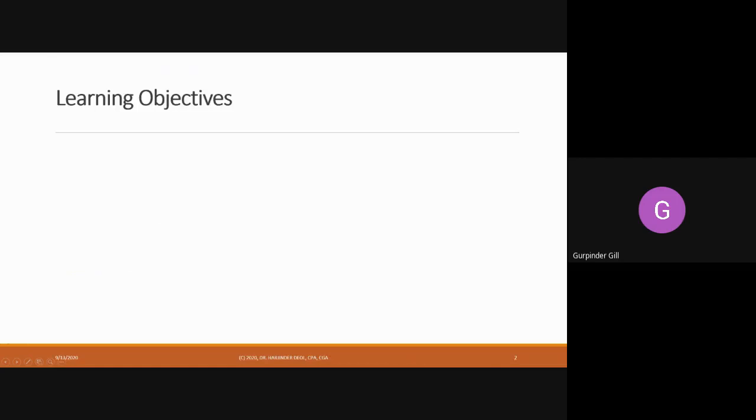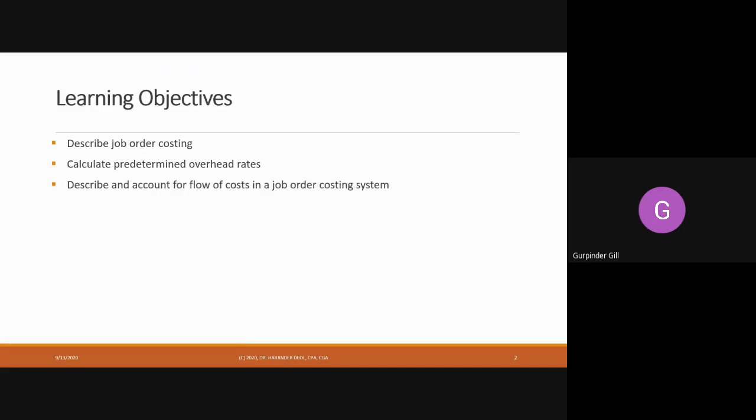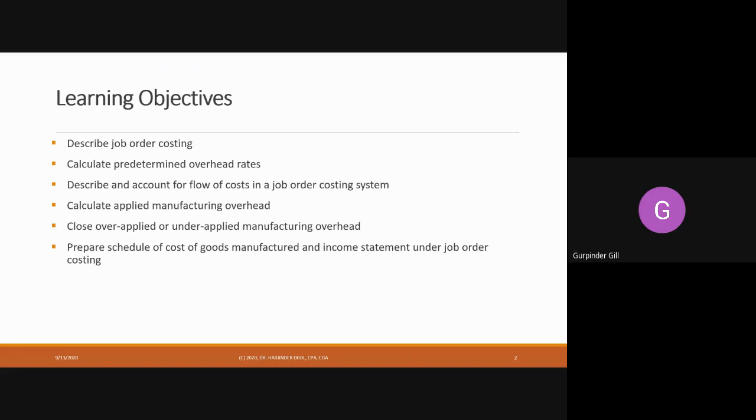So, what are we going to talk about today? Our learning objectives for today are to describe what job order costing really is. We will be calculating predetermined overhead rates. We'll describe and account for the flow of cost in a job order costing system. We'll calculate applied manufacturing overhead. Then we'll look at closing over-applied or under-applied manufacturing overhead. And finally, prepare our cost of goods manufactured and income statement under job order costing.